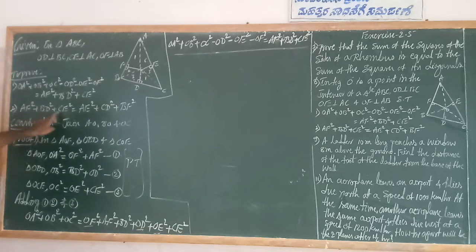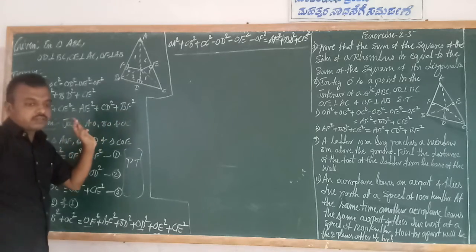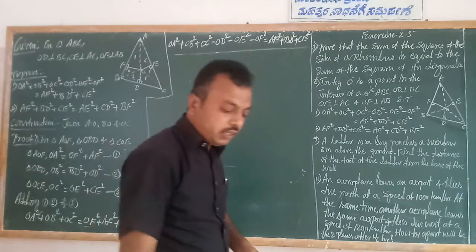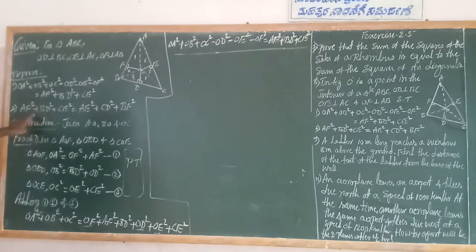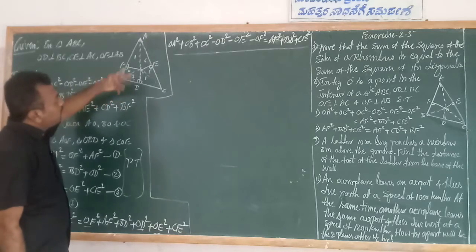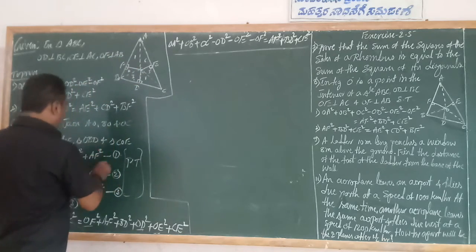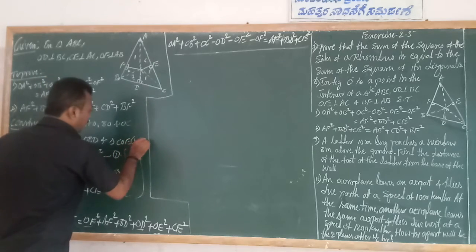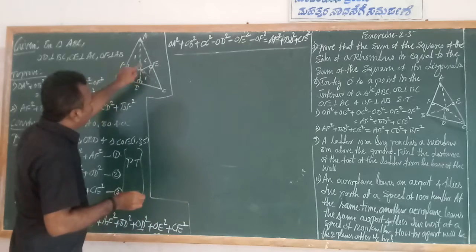AF square plus BD square plus CE square is equal to AE square plus CD square plus BF square. See students, if you want to prove the second one, you should consider the remaining triangles: second, fourth and sixth. The triangles 1, 3, 5 are done, so now I will consider 2, 4, 6.